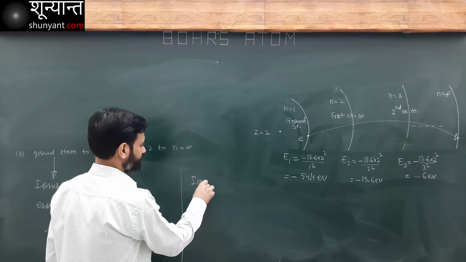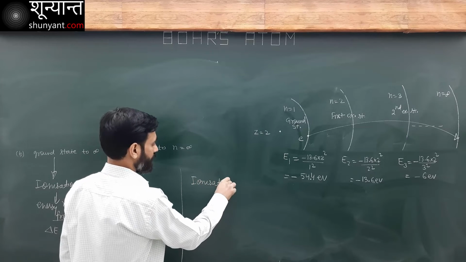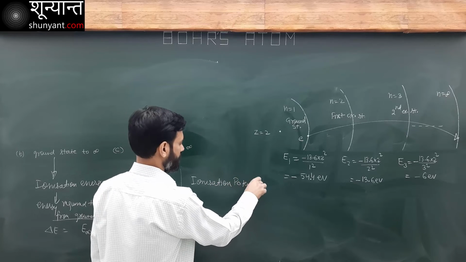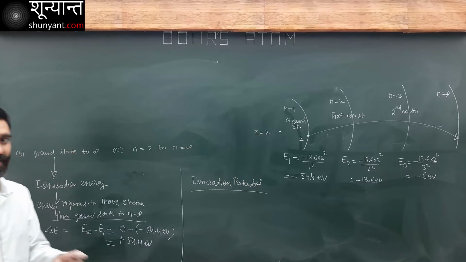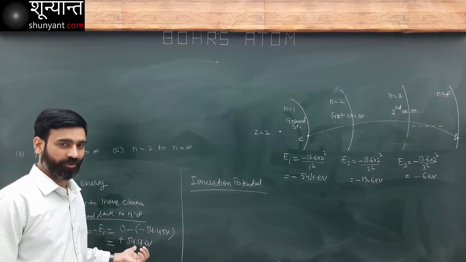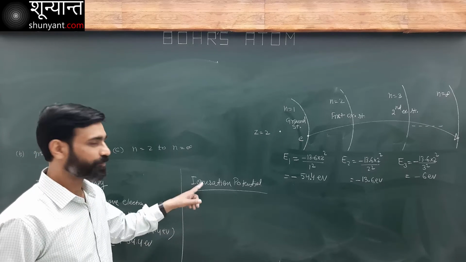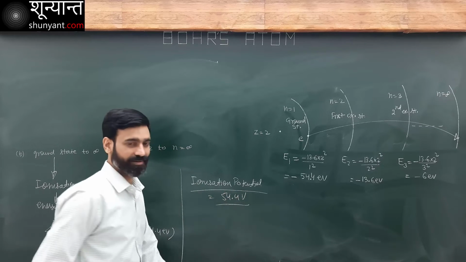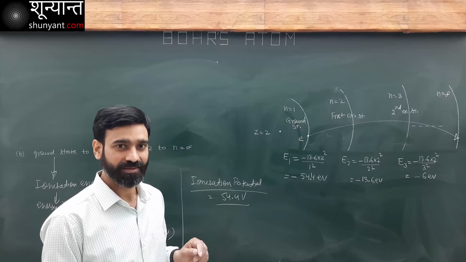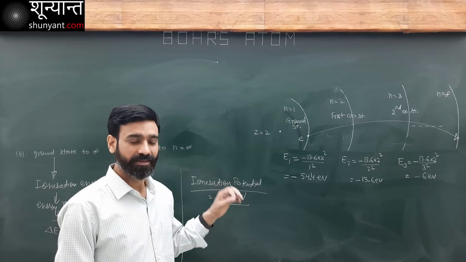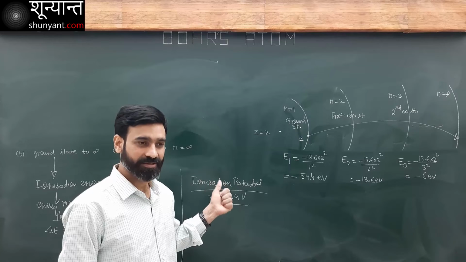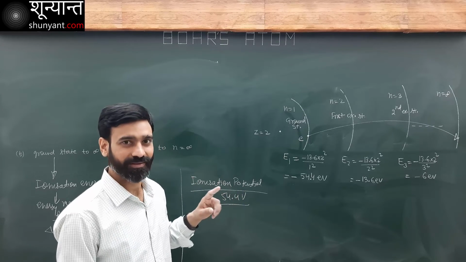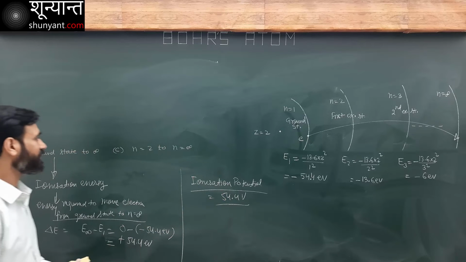Now, answer this directly: ionization potential. If ionization energy is 54.4 electron volt, what will be the ionization potential? It will be the same, 54.4 volt, and that's it. It has the same meaning, the same thing that we discussed for excitation potential. Exactly the same meaning is attached here as well. Okay, we got this point.